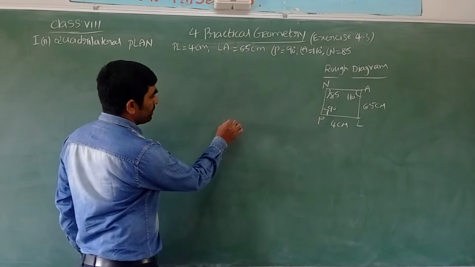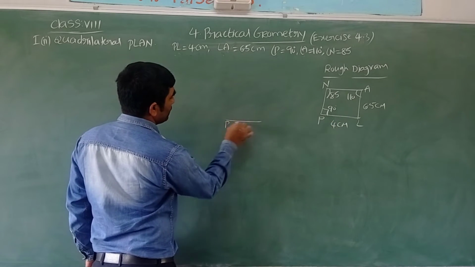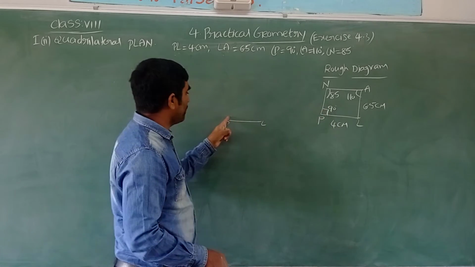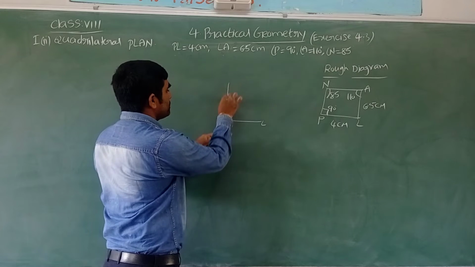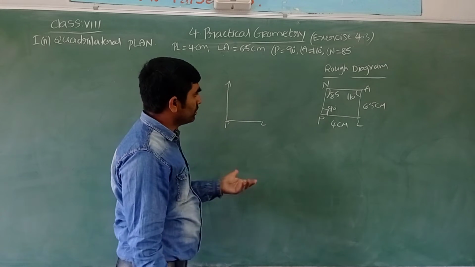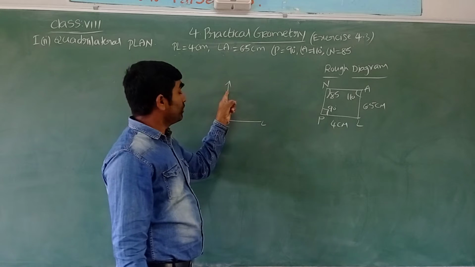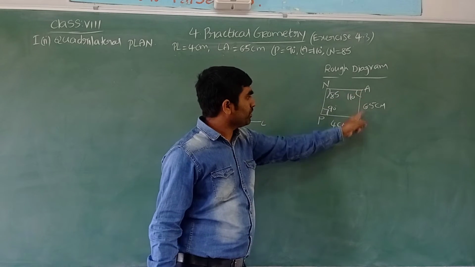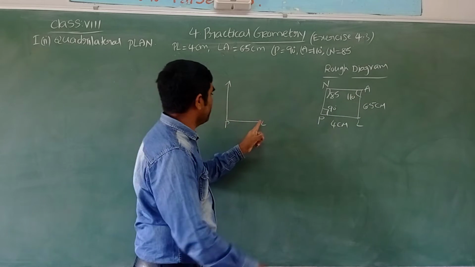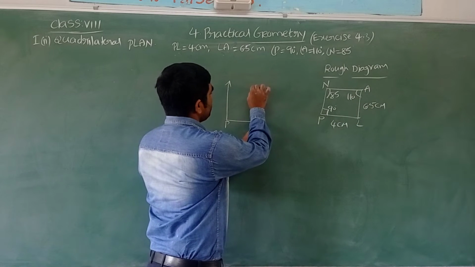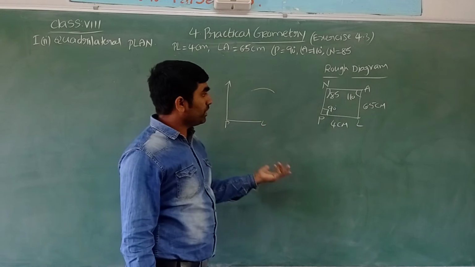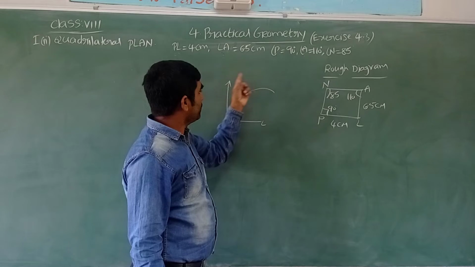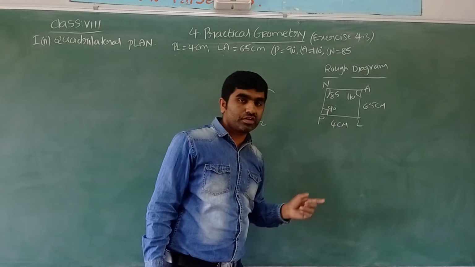First, we draw one line segment PL, 4 centimeters in length. Then from vertex P, we draw one ray at 90 degrees. Okay, then what about vertex N? We don't know the position of vertex N. What about vertex A? From here we draw one arc of 6.5 centimeters. Then where can I take this vertex A? It is not possible to get vertex A and vertex N with these measurements.